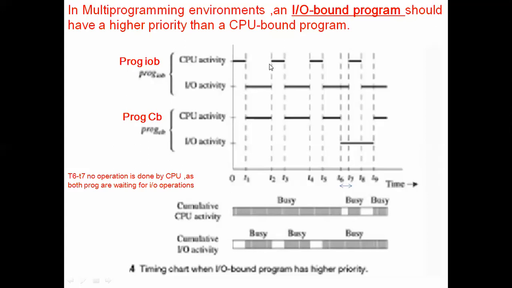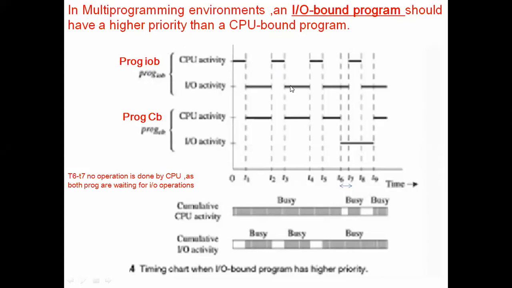And as we know, IO bound programs involve less CPU activity and more input output operations. Hence, the same thing is shown here. These IO bound programs have less CPU activity and more IO activity. Hence this line is shorter and this line is longer.